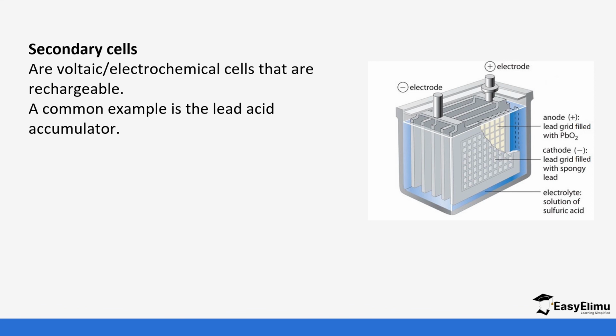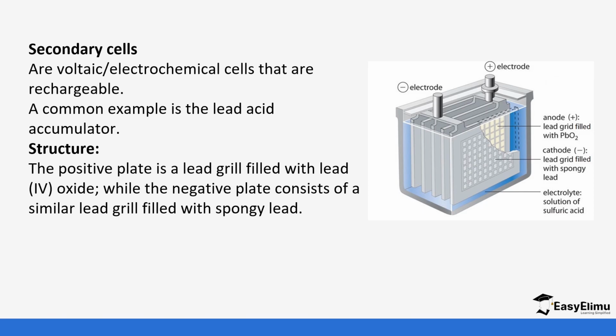An example is the lead acid accumulator. This is used mostly in cars, to power cars. So when you look at the structure of this lead acid accumulator, we have some positive plates, as you can see, the positive plates of lead filled with lead 4 oxide, while the negative plates consist of a similar lead grill filled with spongy lead.